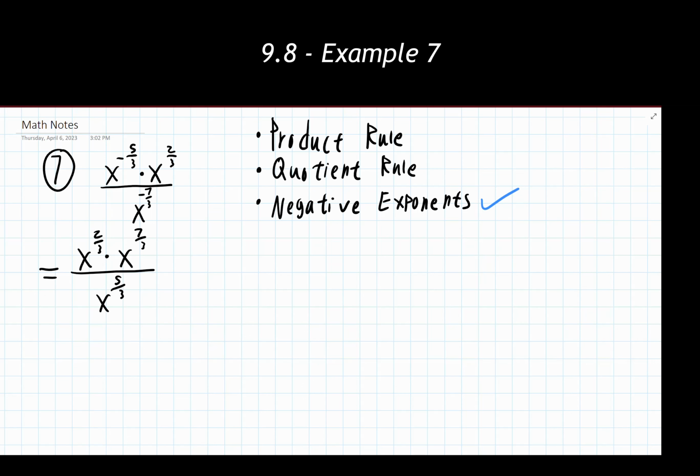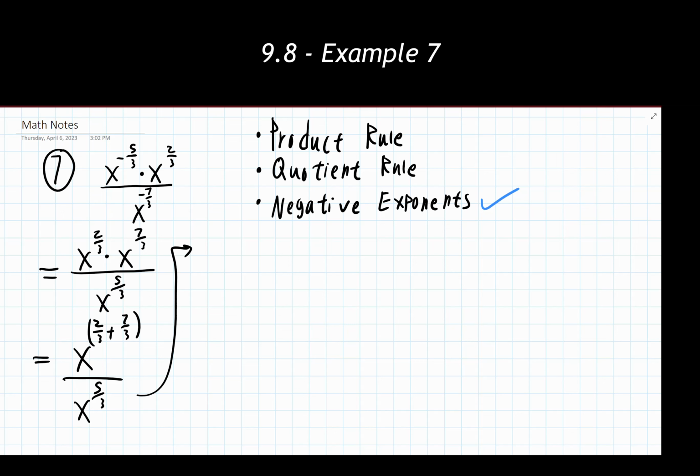So what's the next thing that we could do? Well, we've got the product rule, we've got the quotient rule showing up. It's your choice on which one you would like to do first. I'm going to go with the product rule. I'm going to work with the numerator first. The product rule says if the bases are the same and multiplying together, then the exponents are going to be adding together. So my numerator is going to become x to the 2/3 plus 7/3 power. That's all over x to the 5/3.